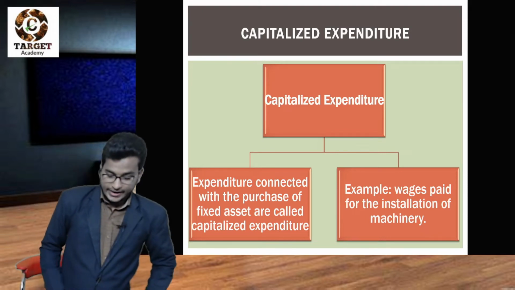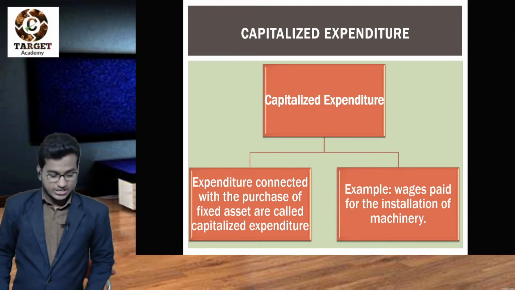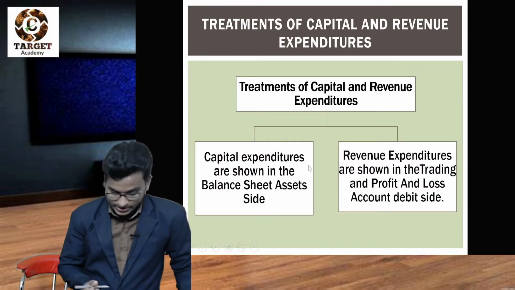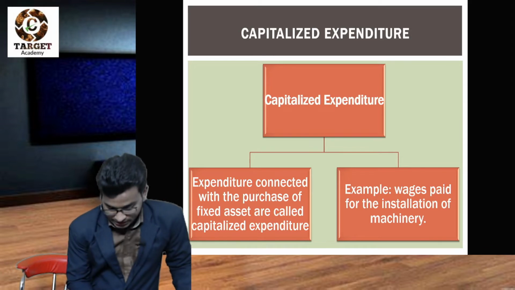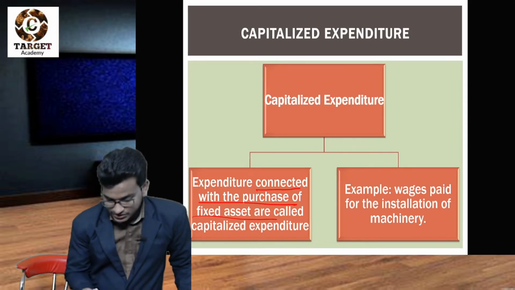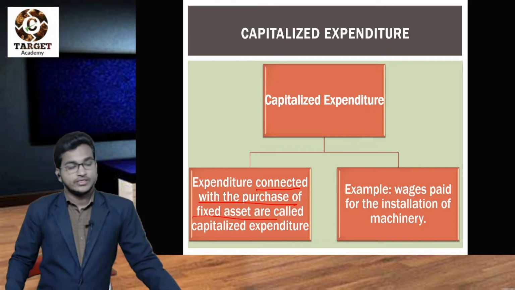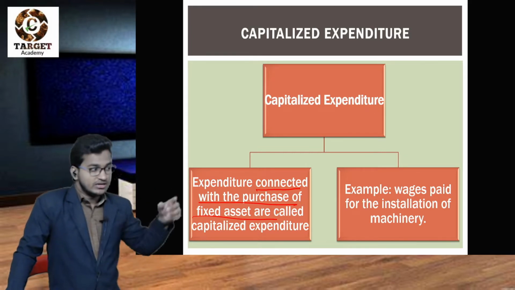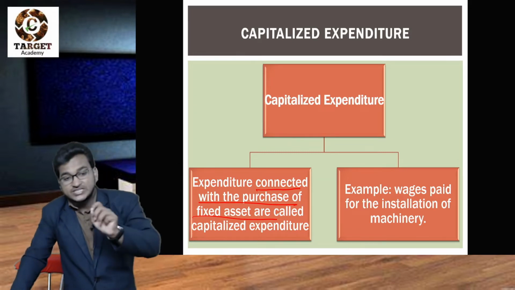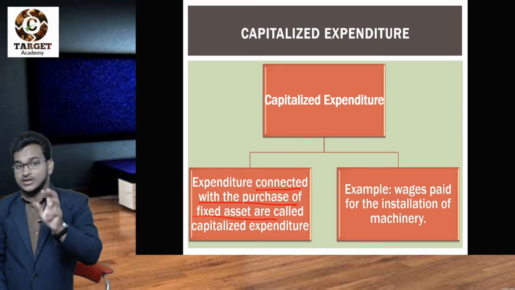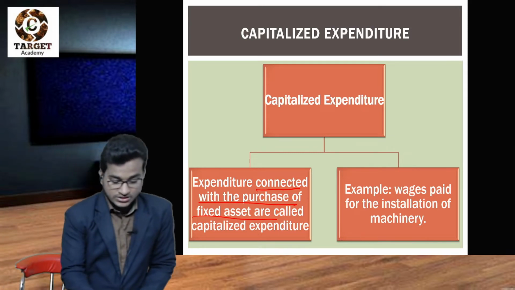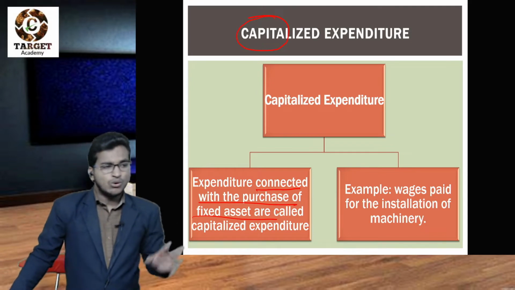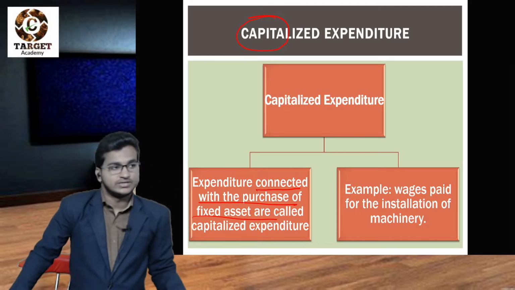Okay, capitalized expenditure. This expenditure is connected with the purchase of a fixed asset. That means whatever expenditure we incurred, if that is connected with the purchase of a fixed asset, that is also called capital expenditure. What is meant by connected with the purchase of a fixed asset?